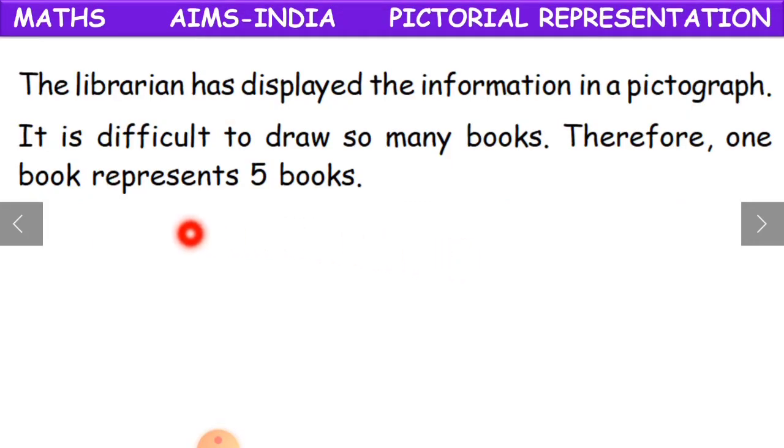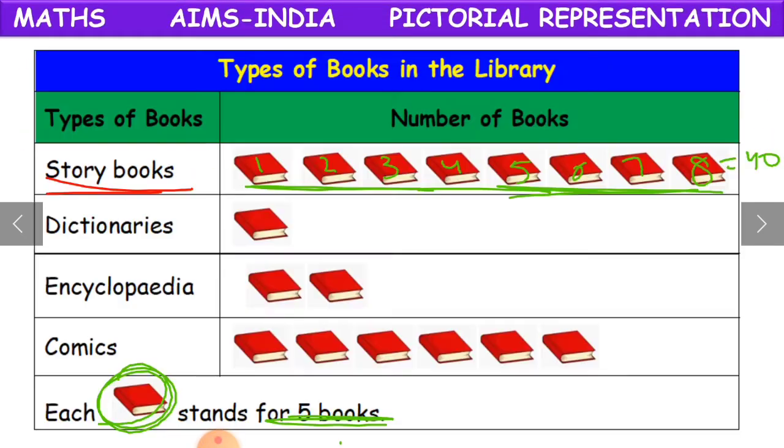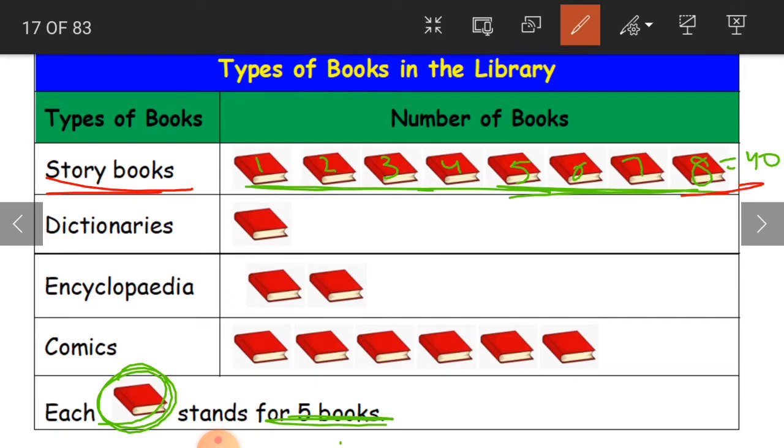See, what we have decided? We have decided that one book represents 5 books. So we have to divide all the number of books by 5. 40 divided by 5, 8. 5 divided by 5, 1. 10 divided by 5, 2. 30 divided by 5, 6. So that means we have to draw 8 book pictures here, 1 book picture, 2 book pictures and 6 book pictures. See, 8, 1, 2, 1, 2, 3, 4, 5, 6.